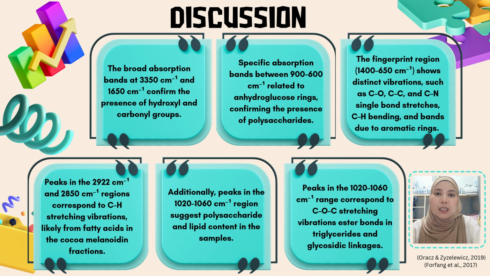Peaks in the 2922 and 2850 region correspond to CH stretching vibrations, likely from fatty acids in the cocoa melanoidin fractions. Additionally, peaks in the 1020 to 1060 region suggest polysaccharides and lipid content in the sample, which correspond to COC stretching vibrations as the bond in triglycerides and glycosidic linkage.